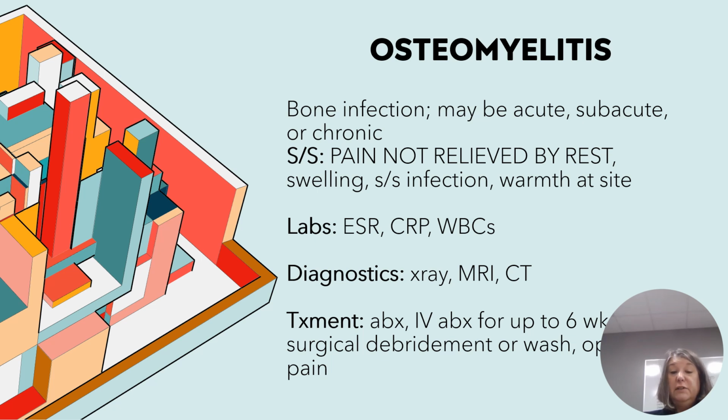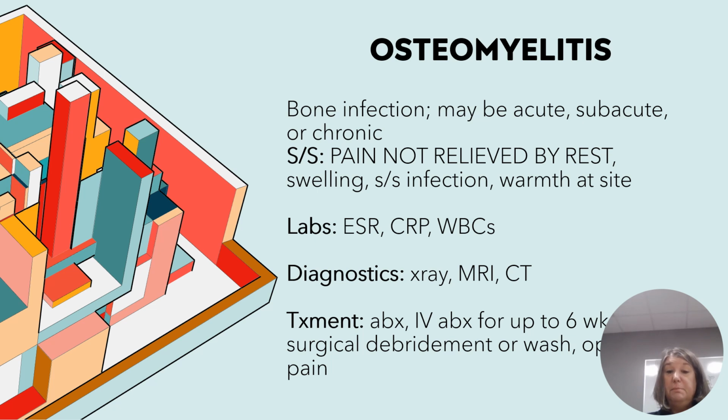Osteomyelitis can be related to infectious spread from another site within the body, or it can be related to an open fracture or trauma to the bone. Okay, and that's how the infection got in. Like I said, you can have acute, which is less than 2 weeks, subacute, 2 weeks to 3 months, or chronic, which is greater than 3 months.